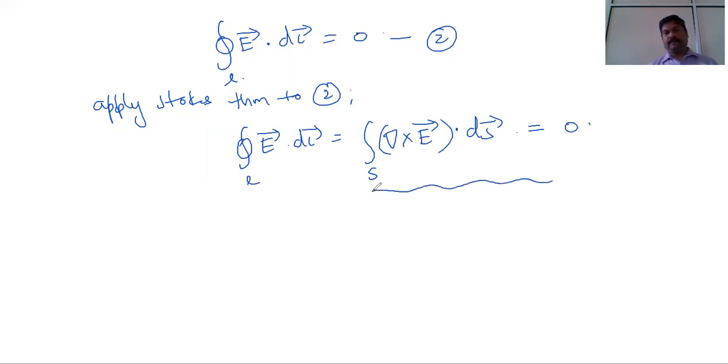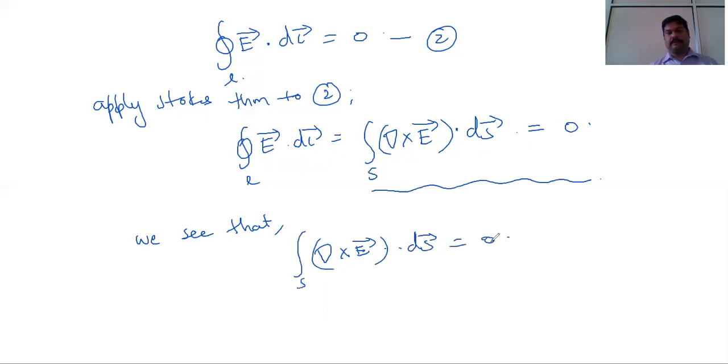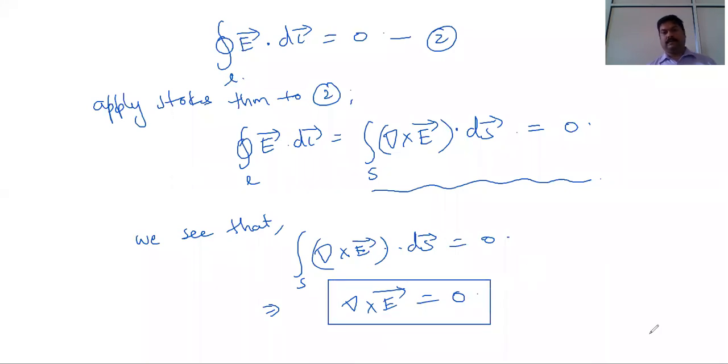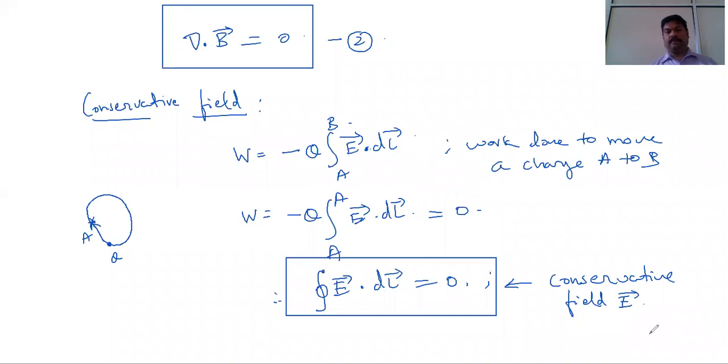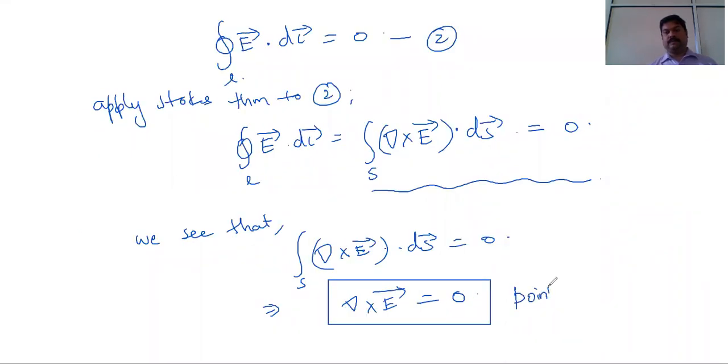So therefore, taking up these two equations, we see that the surface integral of del cross E dot ds is 0, which implies what? Del cross E equal to 0. So this is the point form of the definition of conservative fields basically.